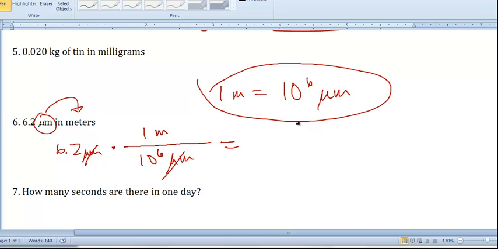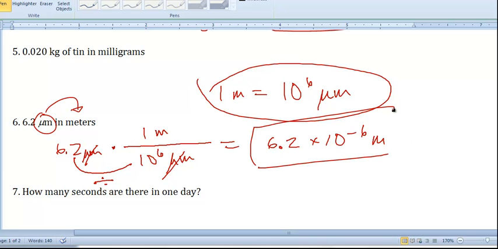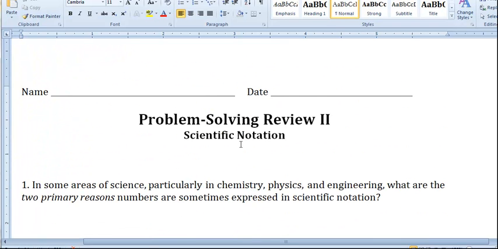Now let me grab my calculator here, 6.2. On my calculator, I'm going to take 6.2 and divide by 1 million. So 6.2 divided by 1,000,000 is, in scientific notation, 6.2 times 10 to the minus 6th meter. There we go. I hope that's what you got. So that's a few conversion factors. Hopefully that's helpful. Now let's switch gears and go to worksheet number 2.